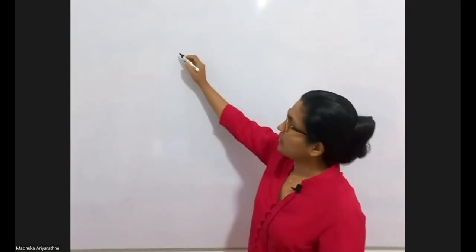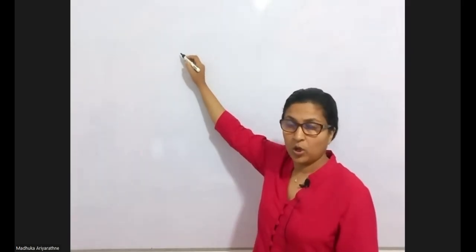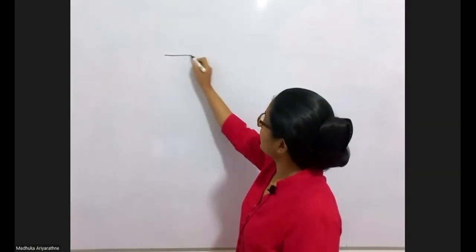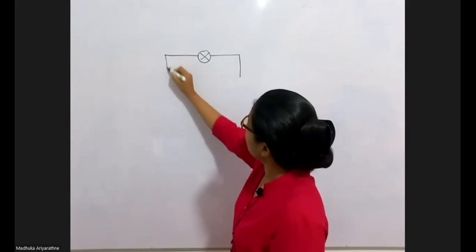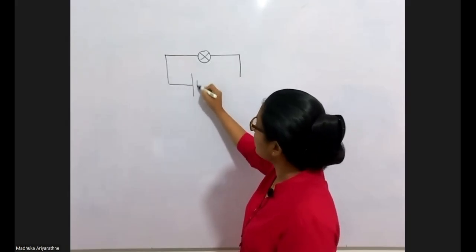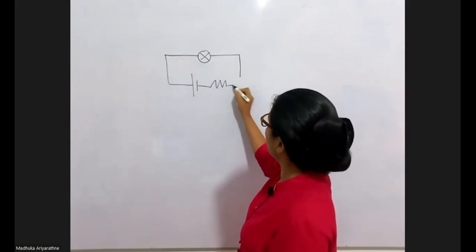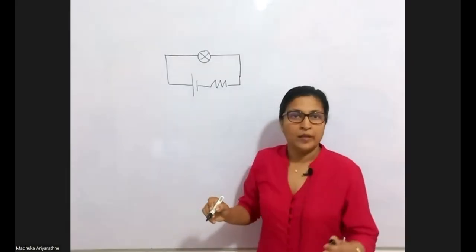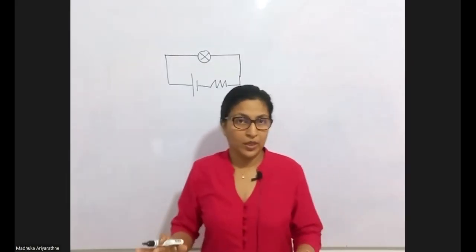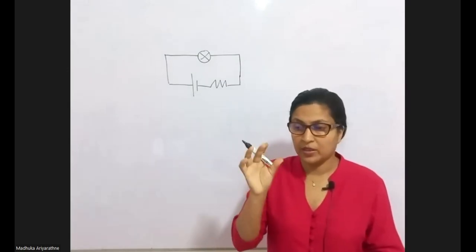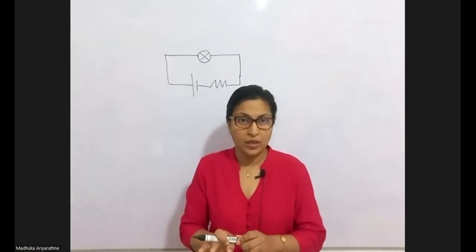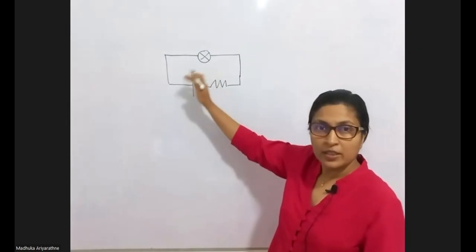Right, so shall we have a look at what we have done so far? Under the current electricity lesson, we know that if we take a circuit, an electric circuit, there are some important components that we should know. We are always going to be talking about some specific characteristics, some specific components in an electric circuit.